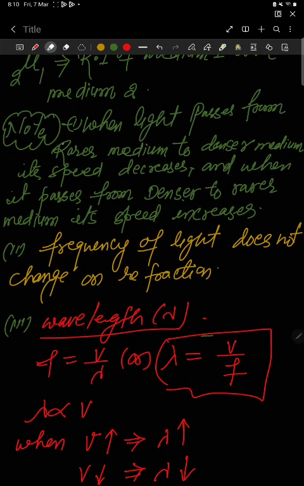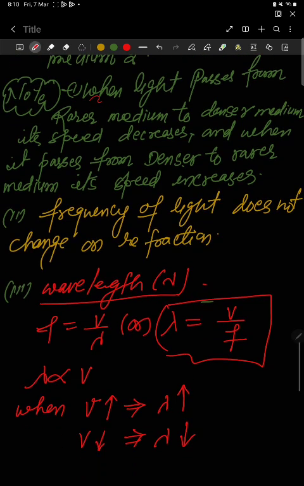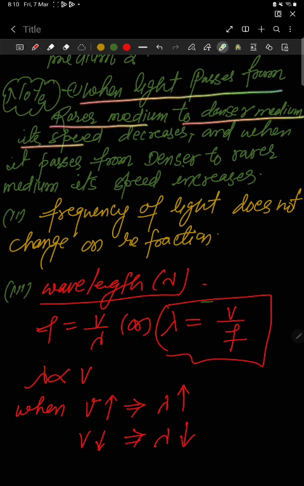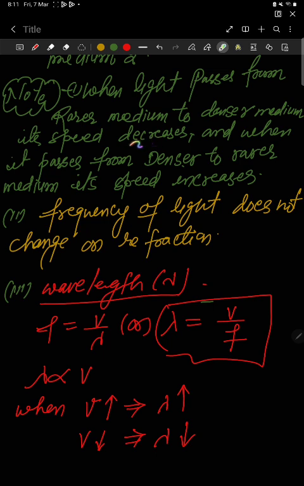Some key points you have to remember: whenever there is refraction, which quantity among velocity of light, wavelength of light and frequency of light is going to increase, decrease, or remain unchanged? So when light passes from rarer medium to denser medium, its speed decreases. Whenever light passes from rarer to denser, its speed is going to decrease, and when it passes from denser to rarer, then its speed is going to increase.